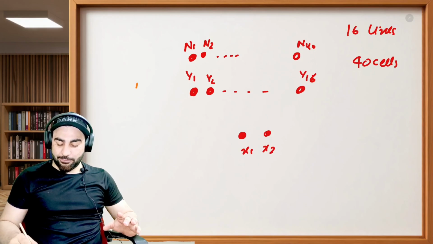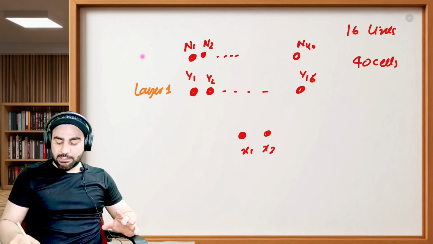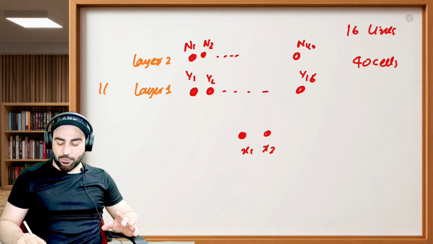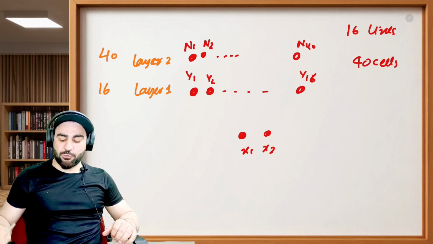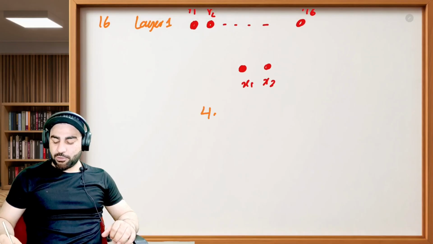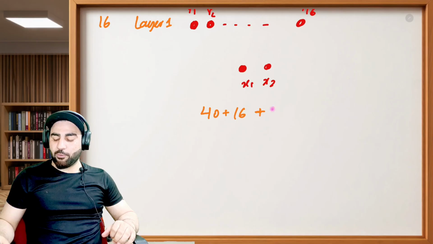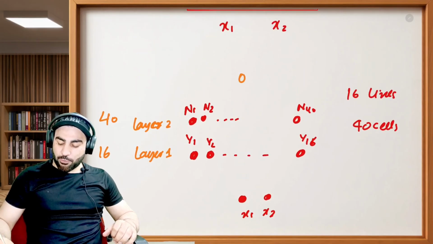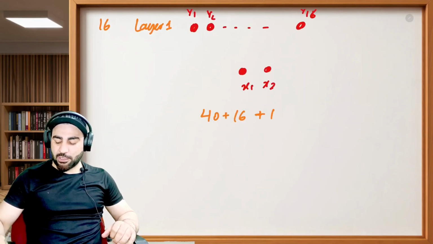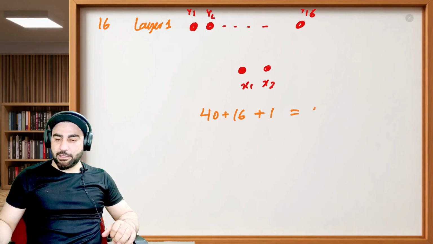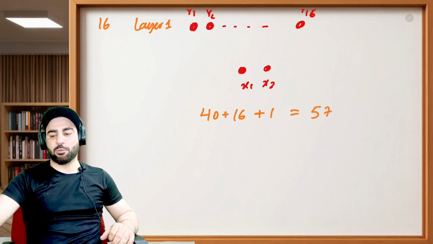So this is my layer 1, and this is my layer 2, and here we had 16 neurons and in this case we had 40 neurons. So for such a network you will have 40 plus 16 neurons, and then one more neuron in the output. Add all of these together and this is 57 neurons in total, including the output neuron.